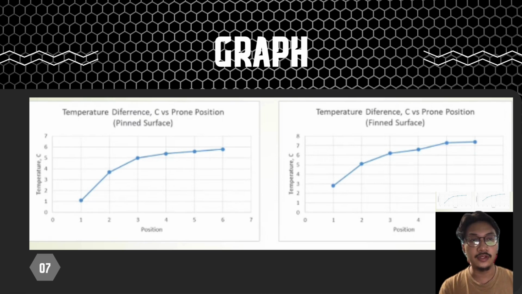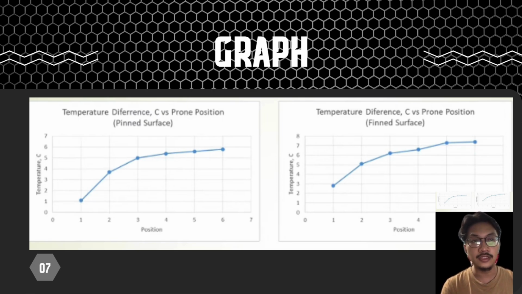The temperature difference starts at approximately 1 Celsius at position 1 and rises to almost 6 Celsius by position 6. This suggests a heat distribution or accumulation pattern along the length of the pin surface. So the right chart, here we can see the same analysis for a fin surface.